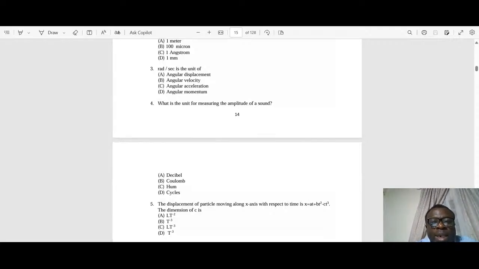I take that again. The displacement of a particle moving along x-axis with respect to time is x equal to at plus bt square minus ct raised to power 3. The dimension of C is A. LT raised to power minus 2, B. T raised to power minus 3, C. LT raised to power minus 3, D. T raised to power minus 3.